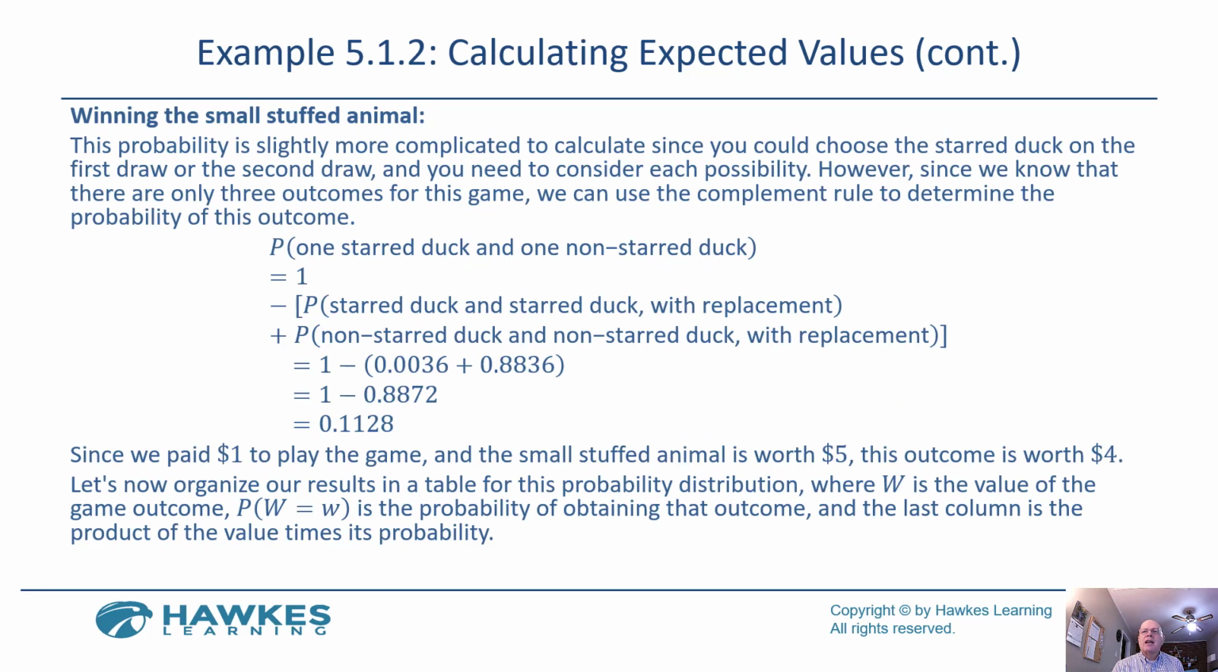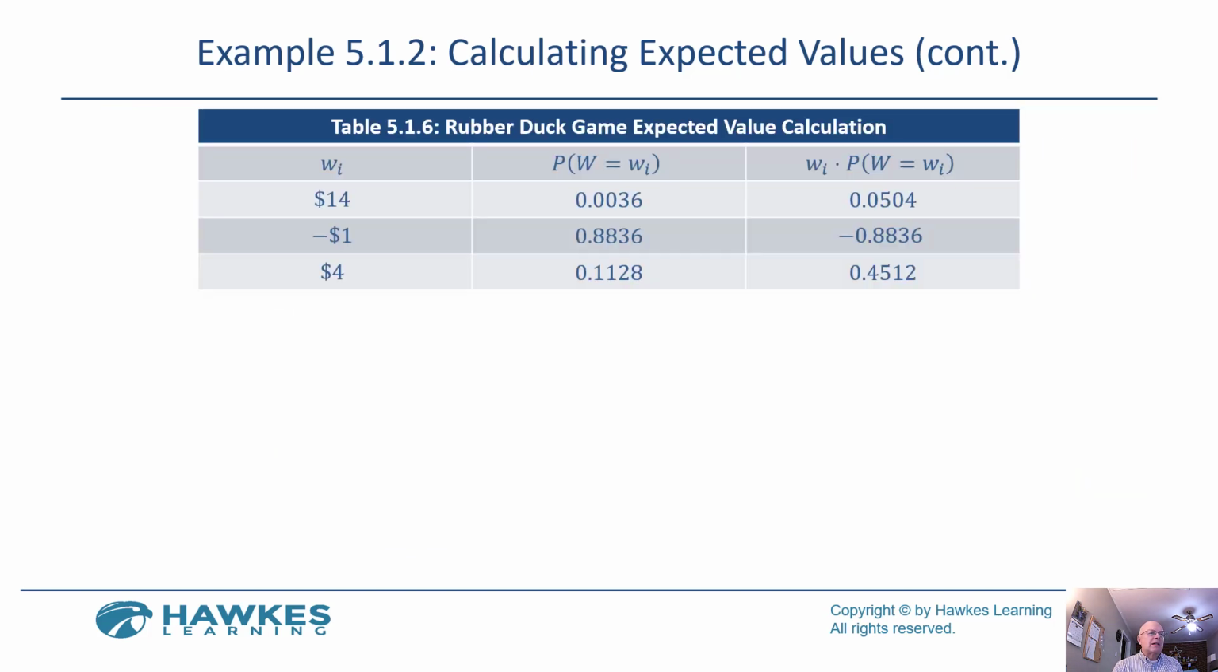Winning the small stuffed animal. We've already done the 2 easy ones. Here's getting the large stuffed animal. Here's getting none at all. These plus getting a small stuffed animal have to add to 1. So if we take 1 and subtract the probabilities we already have, we've got the probability for a small stuffed animal. It's much easier than trying to do it directly. Good old complements.